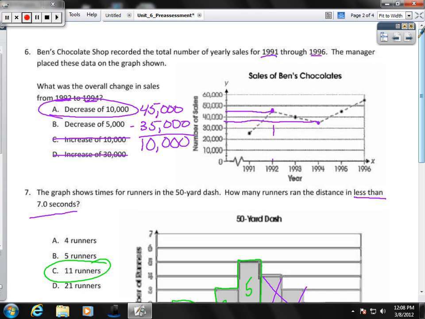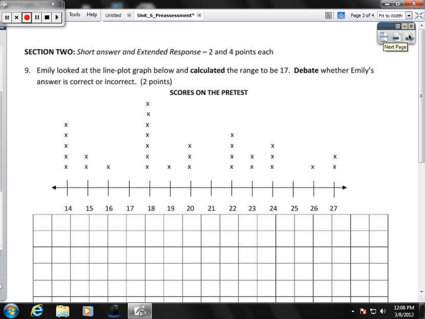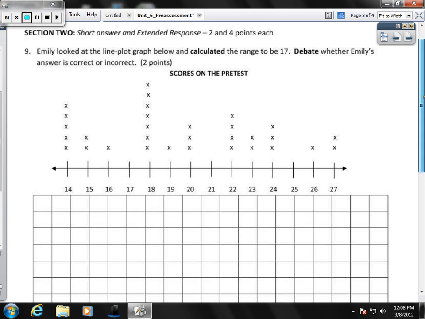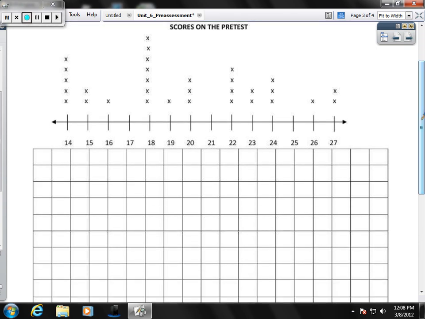Let's see where we're at now. Maybe we got one more page. I think we do this whole page too. All right. Emily looked at the line plot graph below and calculated the range to be 17. Debate whether Emily's answer is correct or incorrect. So here's the line plot.